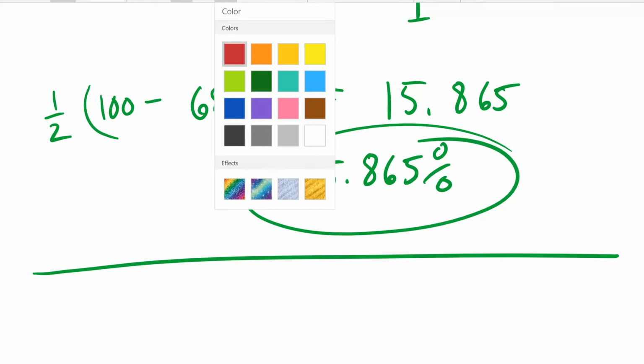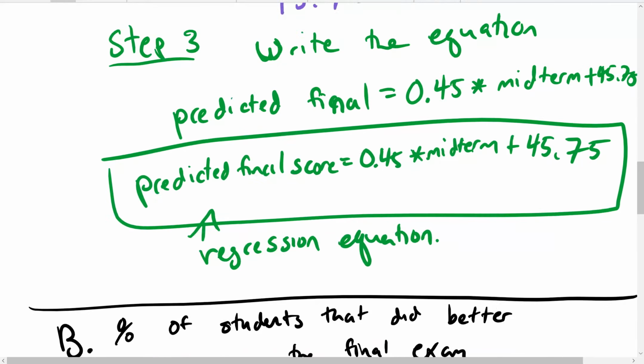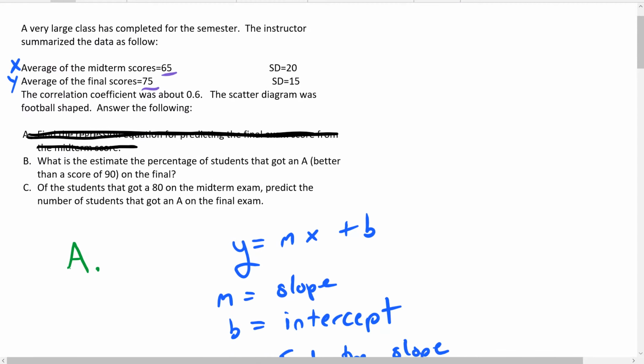Moving on to part C. This problem is new. Of the students that got an 80 on the midterm exam, predict the number of students that got an A on the final exam. I'm going to change that number to percent.